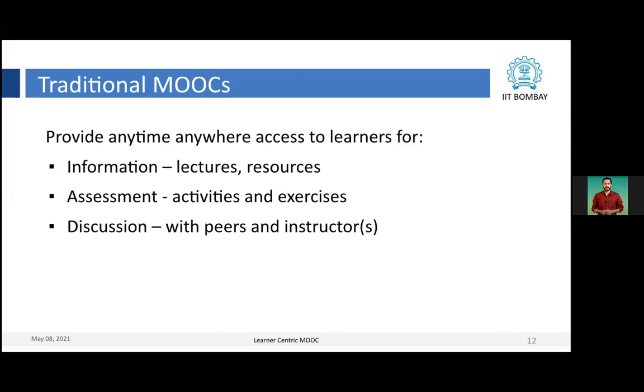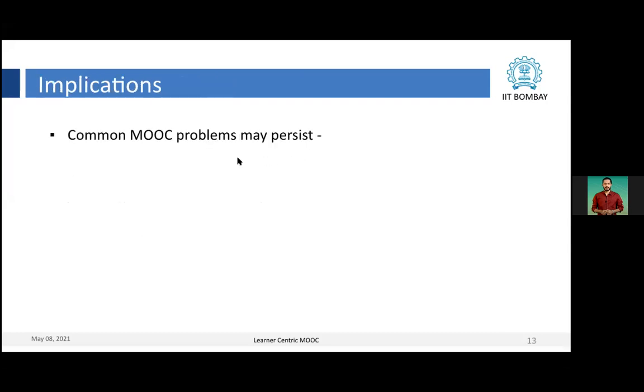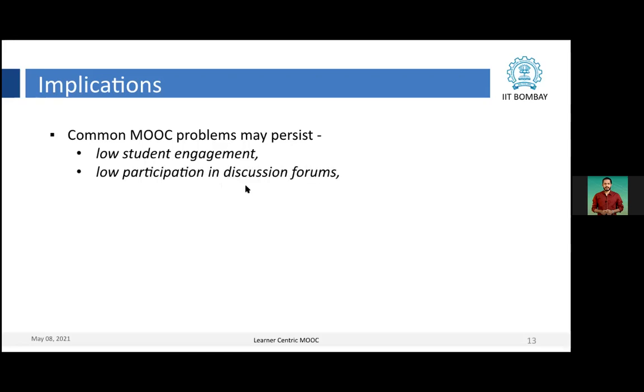Okay. So in order to think about the implications of MOOC, there are certain common problems we can think of. This is something that all of us have been talking about for the last few minutes. So it could be low student engagement. Then there is low participation in the discussion forum. Not every student participates in the discussion forum. Not everybody is well engaged. Then a low completion rate. There are chances that not everybody completes the course.